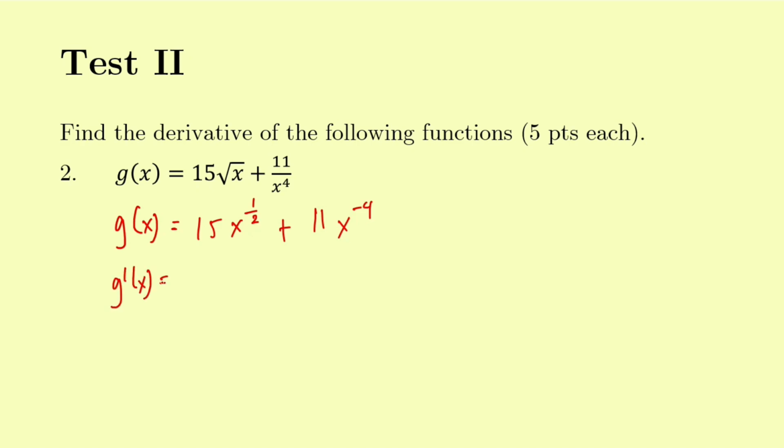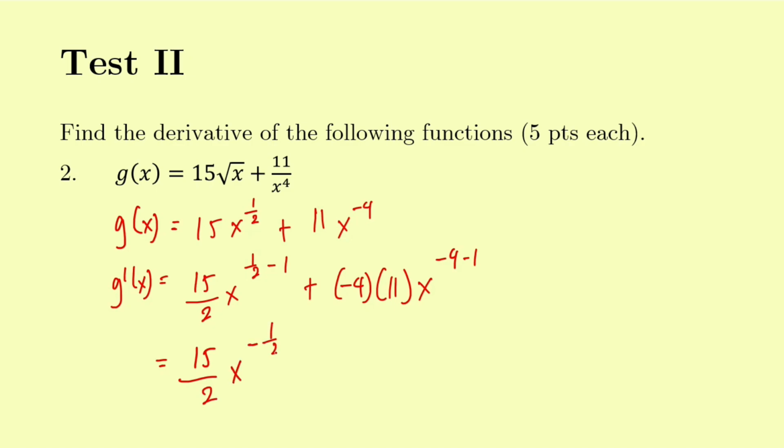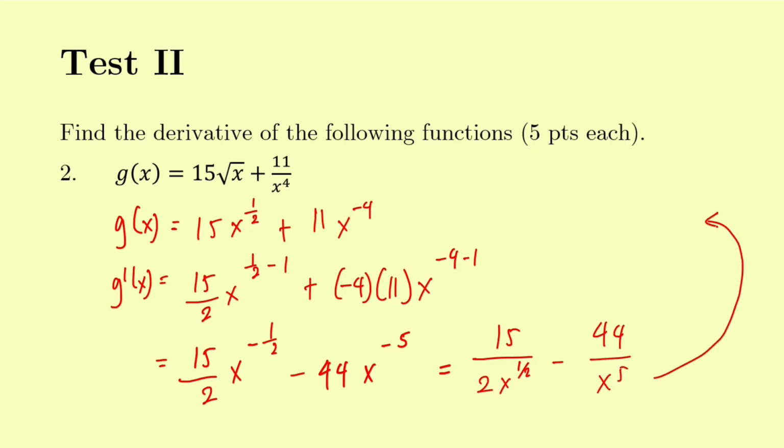G prime of x will become 15 over 2 x raised to 1/2 minus 1, plus negative 4 times 11 x raised to negative 4 minus 1, which is equal to 15 over 2 x raised to negative 1/2 minus 44 x raised to negative 5, which is equal to 15 over 2 x raised to 1/2 minus 44 over x raised to 5, which is equal to 15 over 2 square root of x minus 44 over x raised to 5.